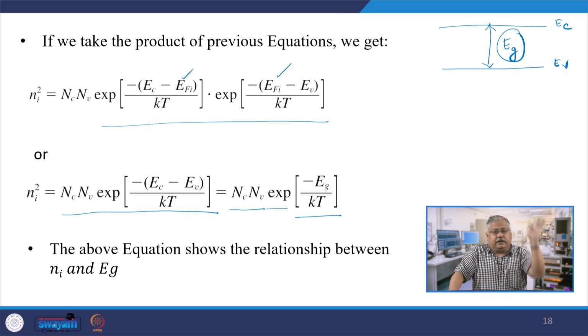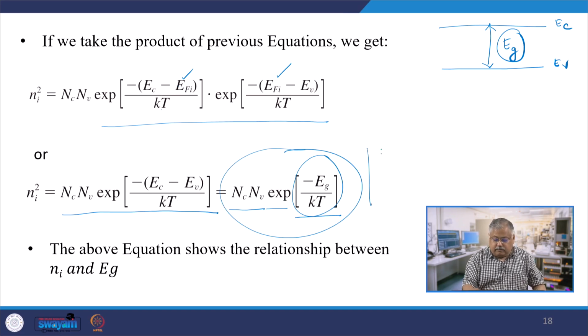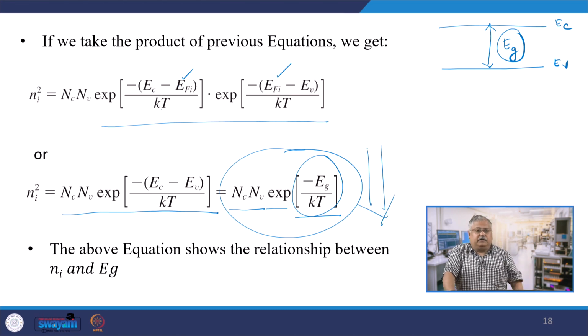Even if you do not understand the first two slides, if you see, as the temperature falls down, this quantity becomes negatively more large, and therefore this quantity exponentially falls much lower, and that is the reason you almost have no carriers available. Intrinsic carrier concentration is almost 0. So this is the basic relationship between Ni and Eg, the intrinsic carrier concentration and the band gap.